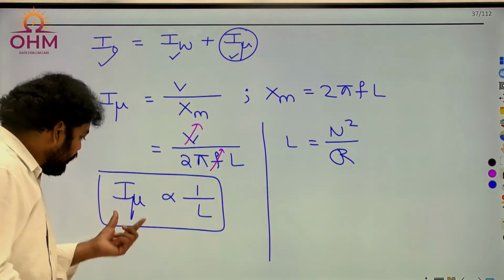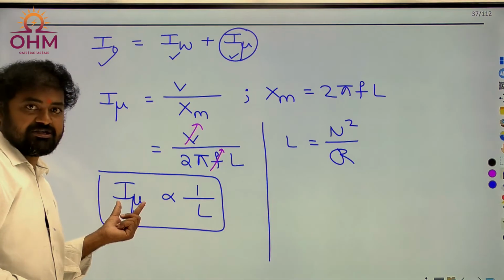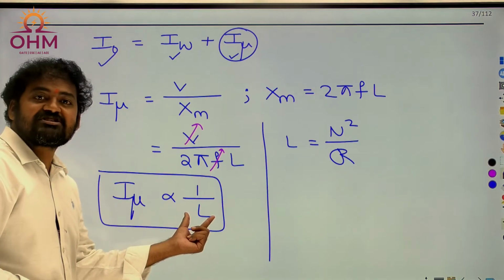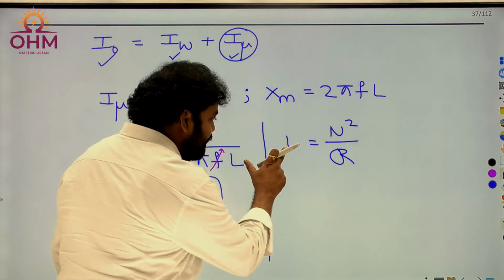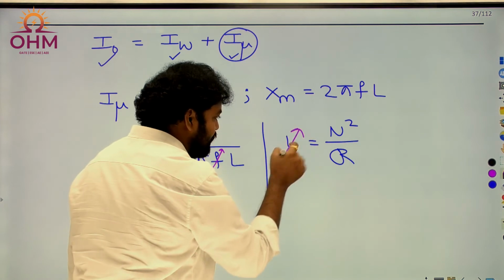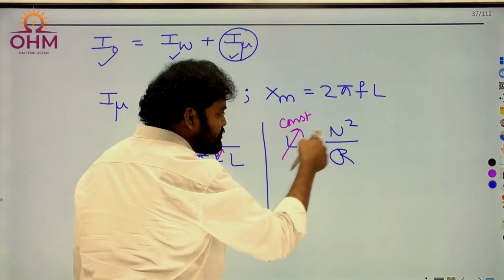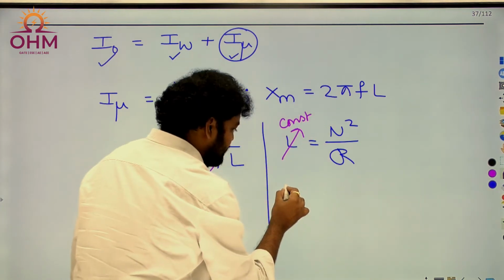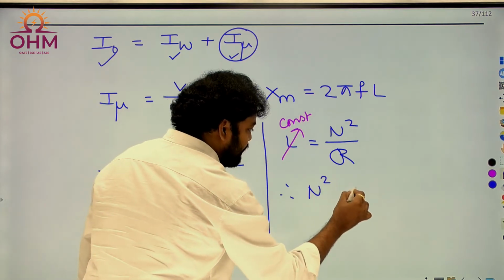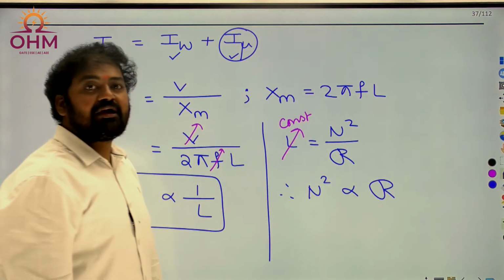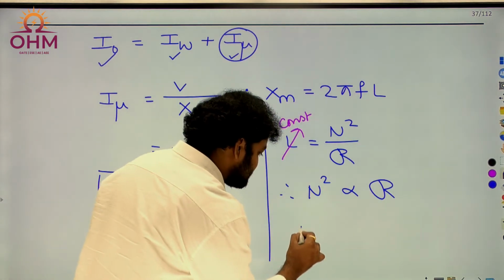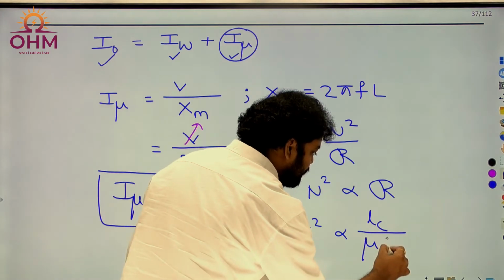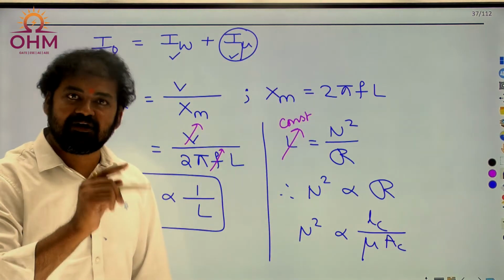And remember guys, we wanted to keep magnetizing current constant. If I wanted to maintain magnetizing current constant, inductance must be constant, right? If you wanted to maintain inductance constant, what should be the relation between N square and reluctance? Direct proportionality. Yes. Therefore, number of turns square should be proportional to reluctance of the magnetic core. What is the formula for reluctance? We know reluctance is equal to length of the core by mu into cross-sectional area. This is the formula for reluctance.